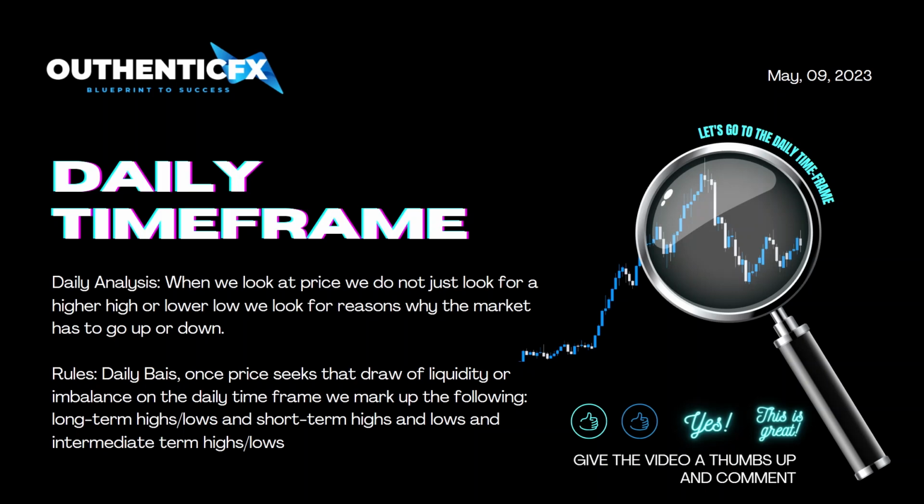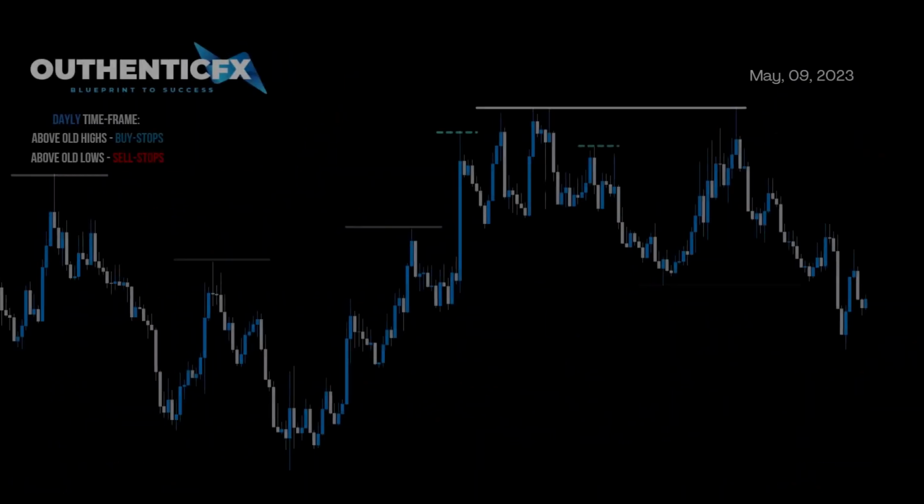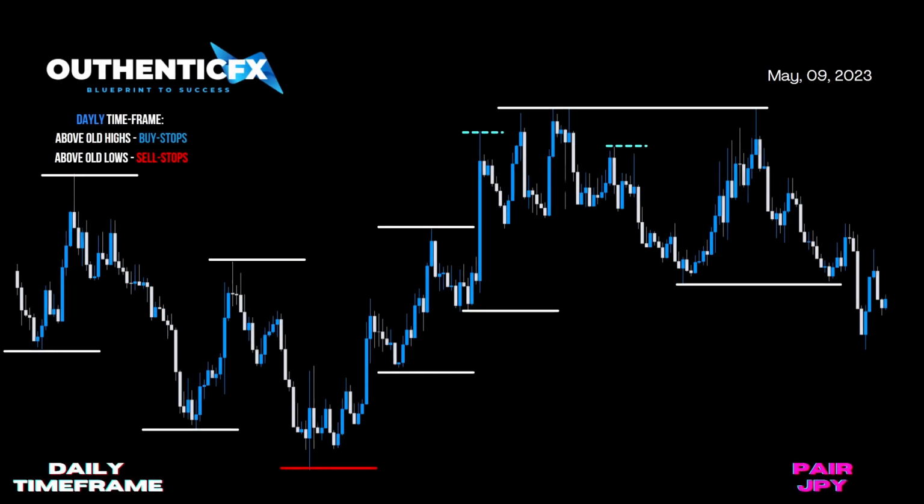And the rules for the daily buyers are as follows. Once price seeks that draw of liquidity, the first move indicating a reversal or that imbalance on the daily time frame, we mark up the following: long-term highs and lows, short-term highs and lows, and intermediate term highs and lows. So what are we basically talking about? We are talking about the following, right?